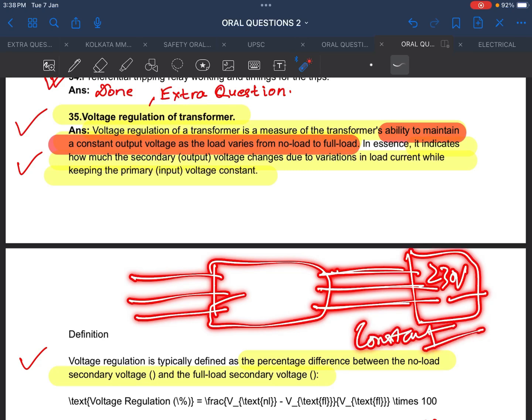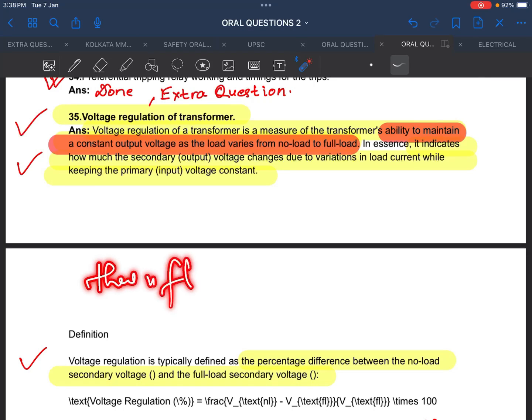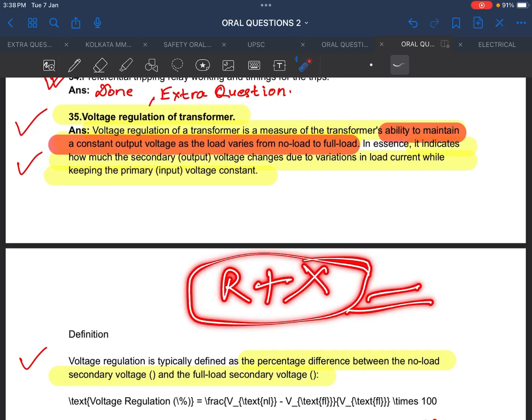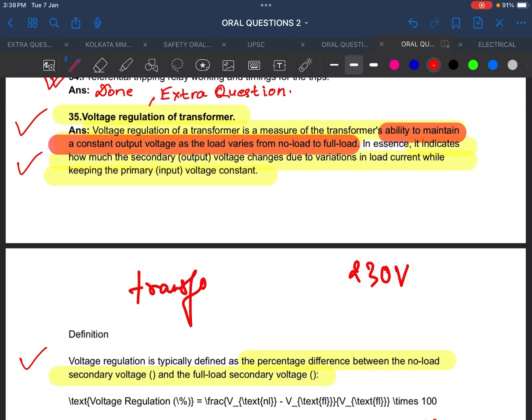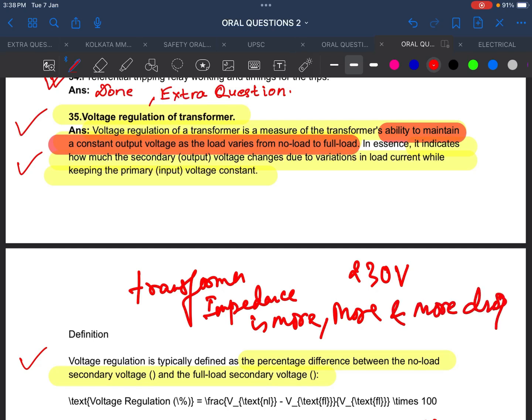Okay, but there is a fluctuation. Suppose there is a fluctuation, there will be some voltage drop due to the resistance and reactance of the transformer. Resistance plus reactance is termed the impedance. Due to the impedance of the transformer, there will be some voltage drop, and due to this the output voltage will change. Let's suppose your output voltage at the house was 230 volts, but if the transformer impedance is more, more drop will be there, so the voltage will drop and come down to like 210 volts. So there will be a drop of 20 volts.